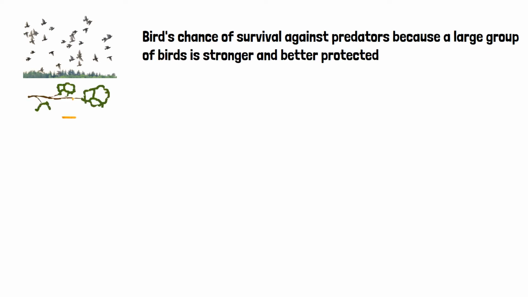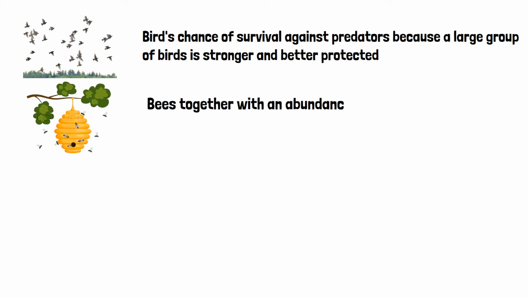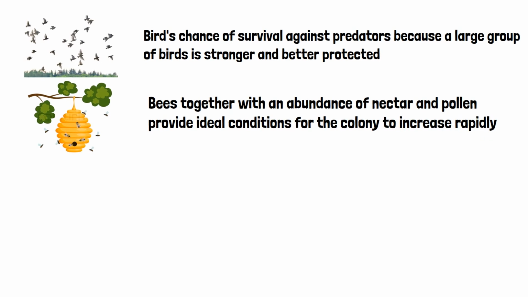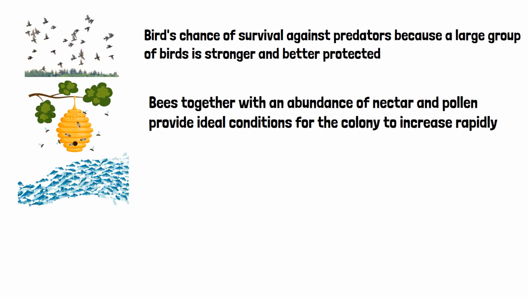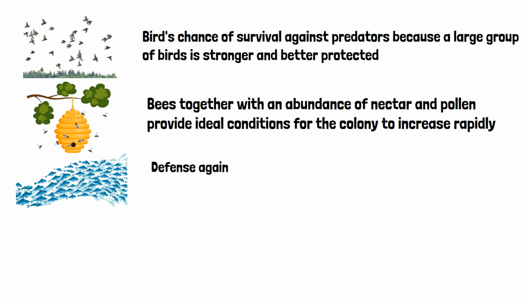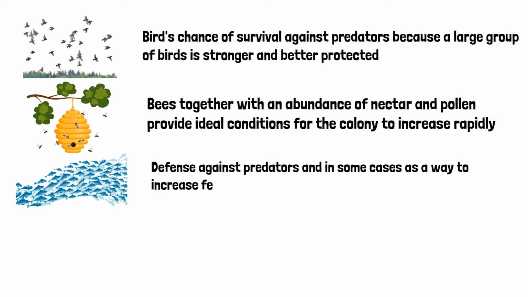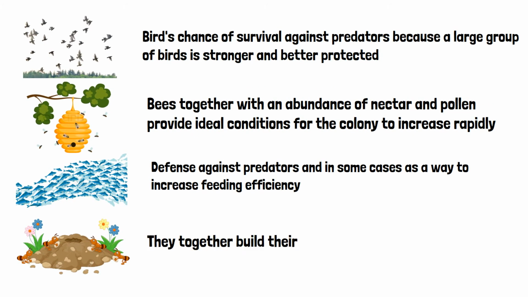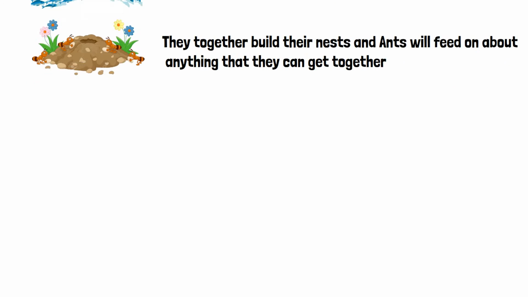In the case of bee swarms, during spring, warmer weather together with an abundance of nectar and pollen provide ideal conditions for the colony to increase rapidly. Fish schooling seems to have evolved as a defense against predators and in some cases as a way to increase feeding efficiency. Ants form colonies because together they build their nests, and ants will feed on about anything that they can get together.